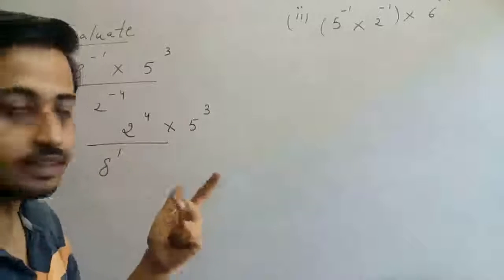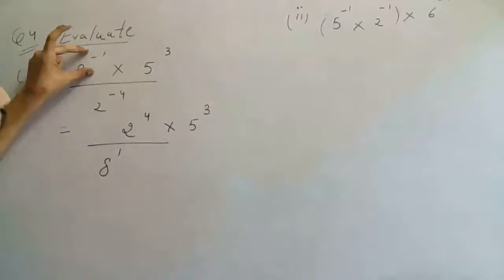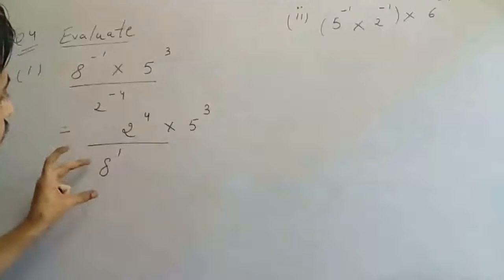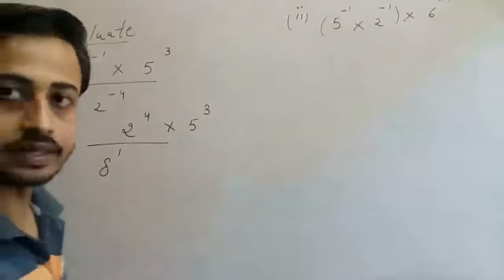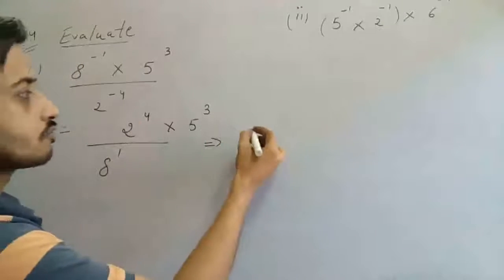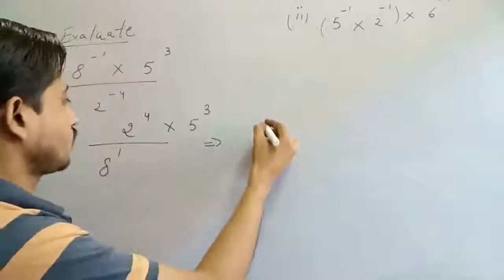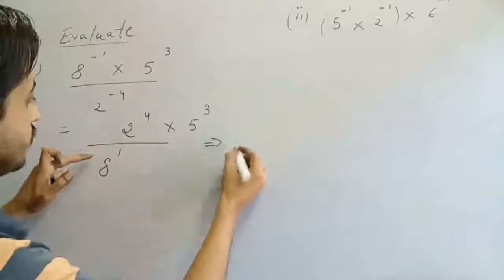So what I did, I took 2 raised to the power negative 4 to the numerator and 8 raised to the power negative 1 to the denominator. It's very simple. Now solve. 2 raised to the power 4 means 2 into 2 into 2 into 2, or you can write it further, very simply.